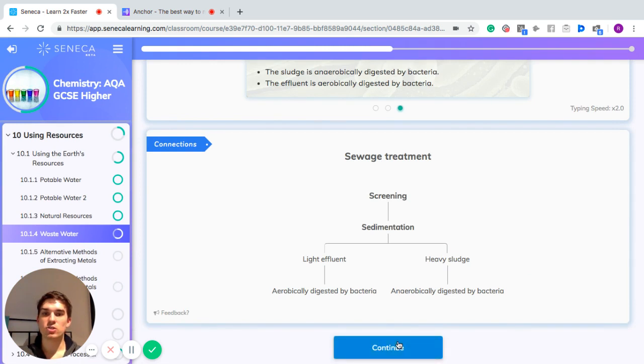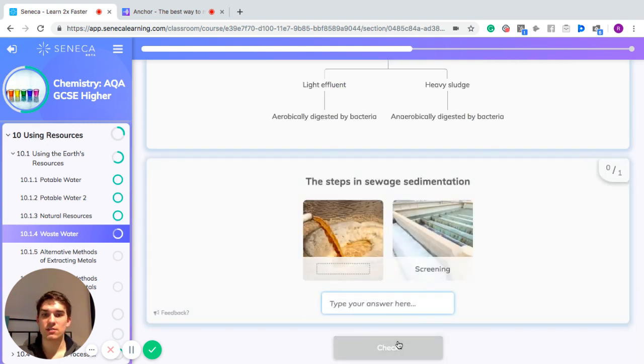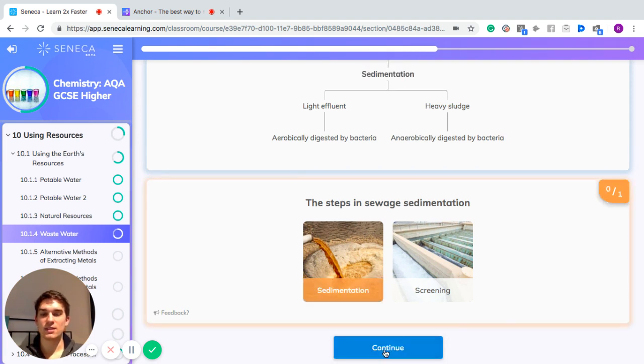So remember, for sewage treatment, first of all you've got screening, and then you've got sedimentation, which splits the wastewater into light effluent, which is aerobically digested by bacteria, and heavy sludge, which is anaerobically digested by bacteria. And those are the two stages of sewage treatment: screening and sedimentation.